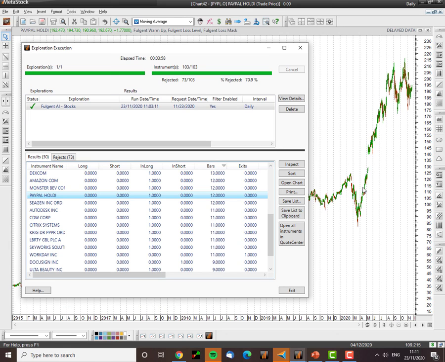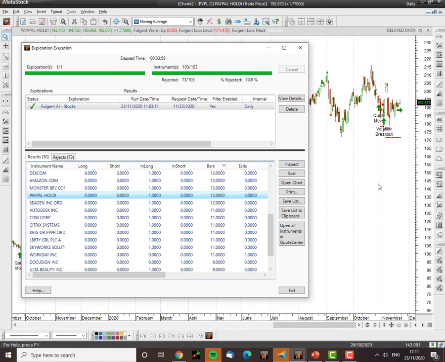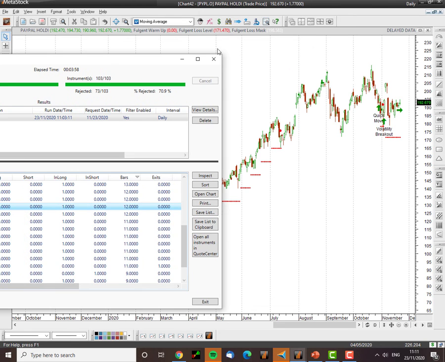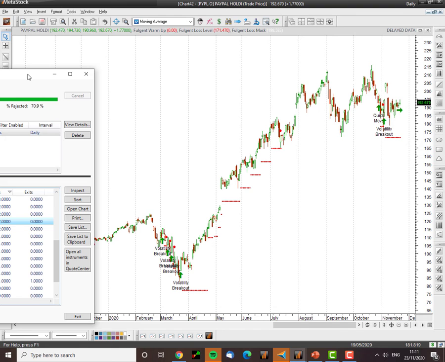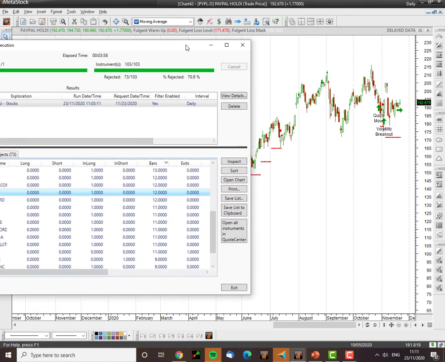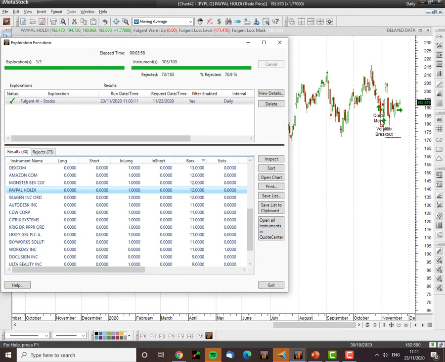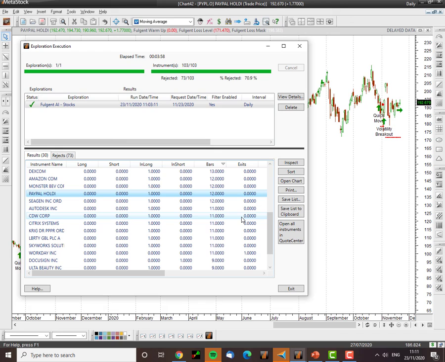PayPal, these are all forming new bases, but nevertheless we had some fantastic trade ideas on PayPal. You can see here from the huge March low, it just kept motoring ahead. Now it's forming a new base. So volatility breakout in a long, stop loss in PayPal is 171. So there's quite a few trades generated by artificial intelligence in the Nasdaq 100 stocks.